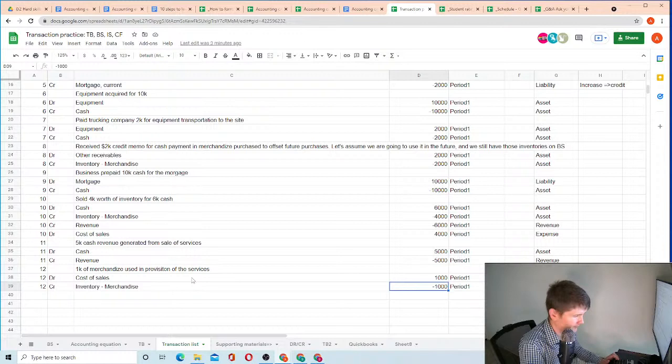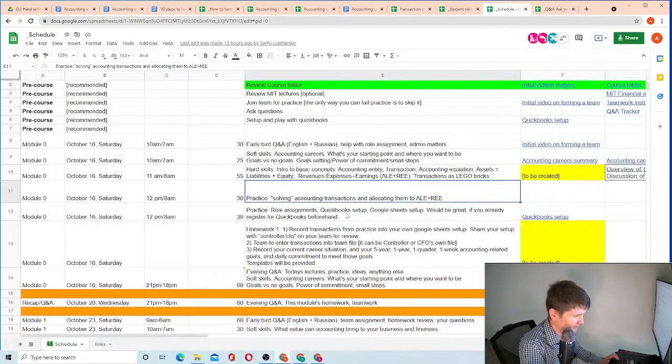So we are now at almost 12:30, and we need to finish up within the next half an hour. Okay, what I have on my schedule for today: solving transactions, QuickBooks setup.